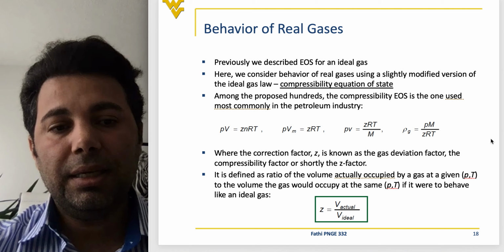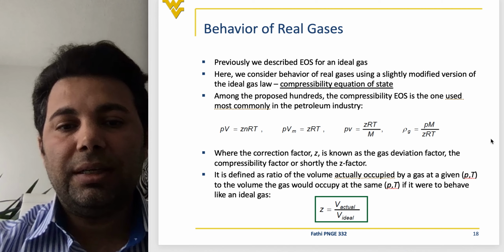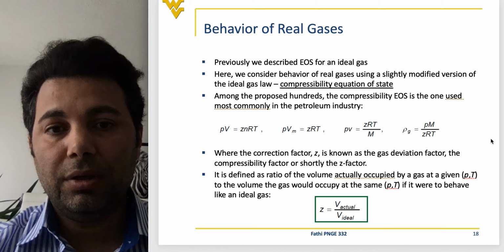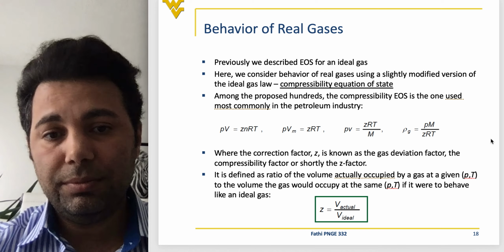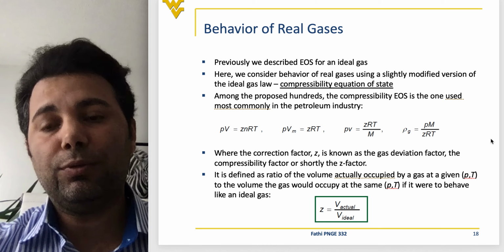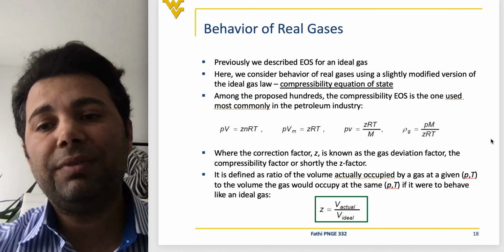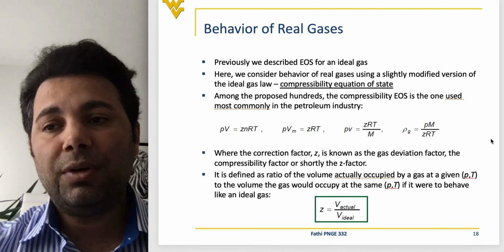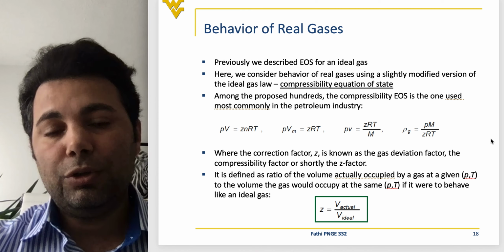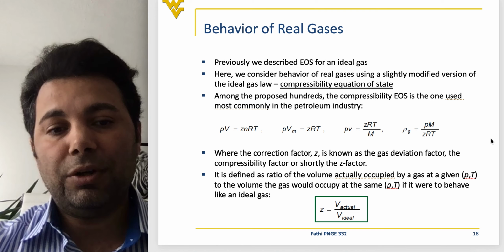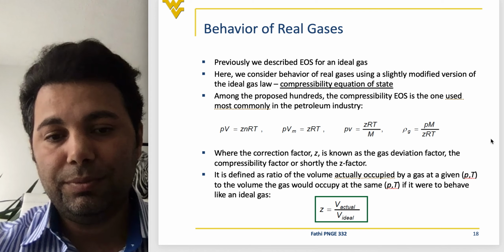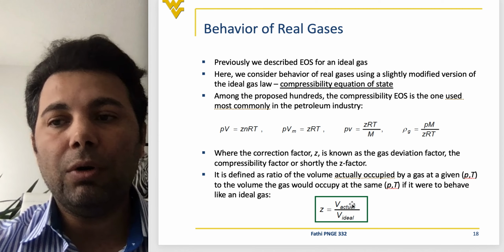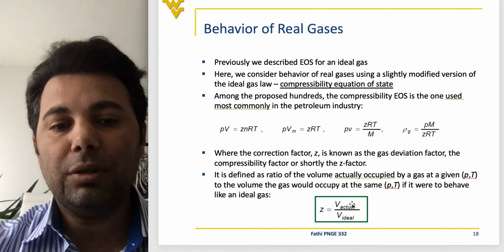So what is this Z? This Z factor is a function of the gas component. So we have different Z factors for different components. Methane has its own Z factor, ethane has its own Z factor. And this Z factor is also a function of pressure and temperature. So it's a function of component, pressure, and temperature. And it's basically defined as the actual volume of the system divided by the ideal volume.